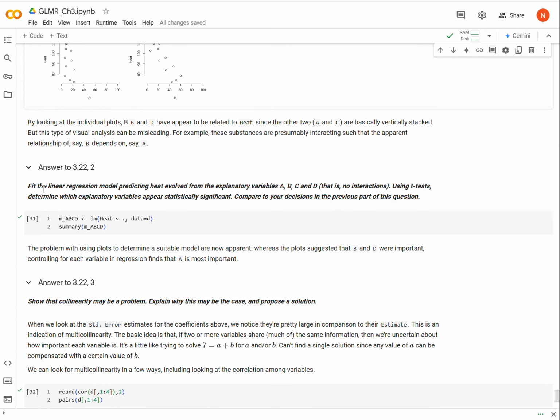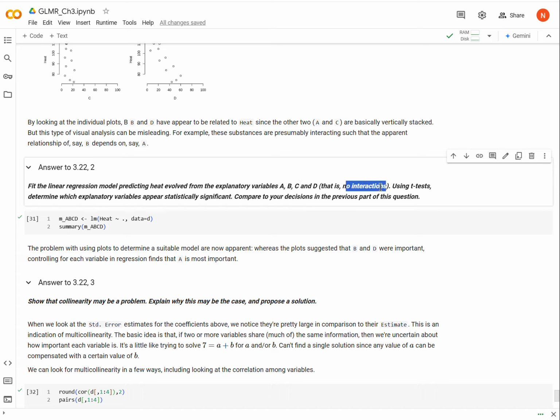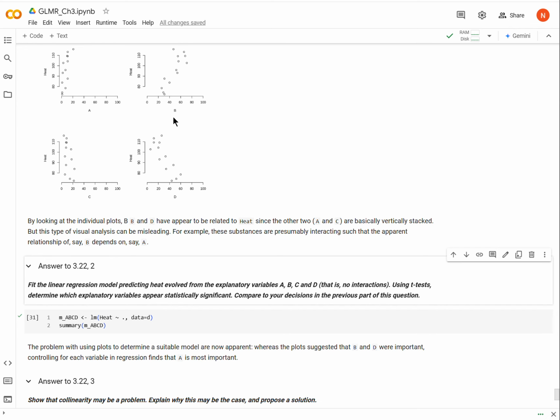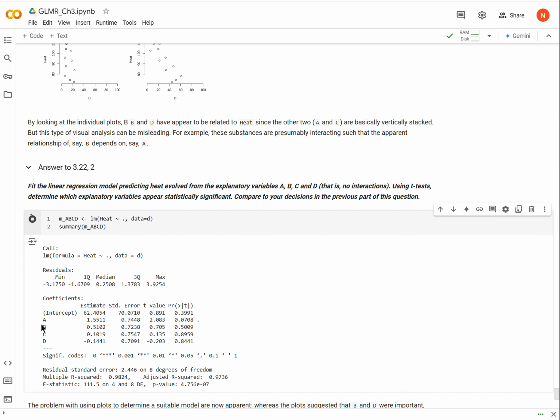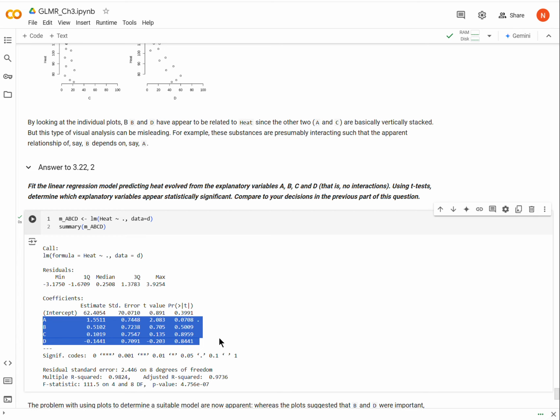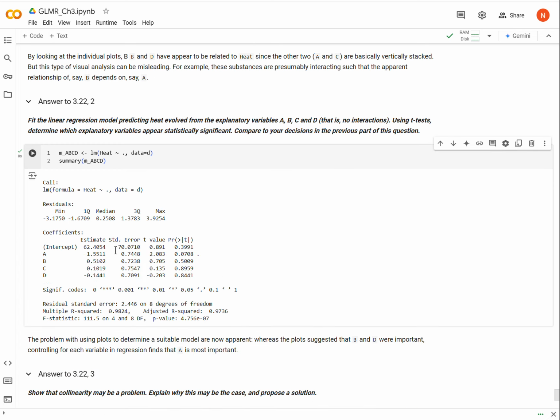Okay, so in part 2, we're going to fit a linear regression model with A, B, C, and D, and we're not using interactions. We're just going to look at the t-tests and compare that to what seemed to be important in the plots above. So we run this model, and we notice that the model is pretty ambiguous. The model is not really sure that anything is that important. Maybe A might be important, but the other predictor variables don't seem very important here.